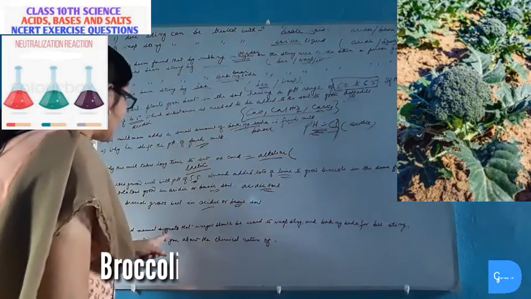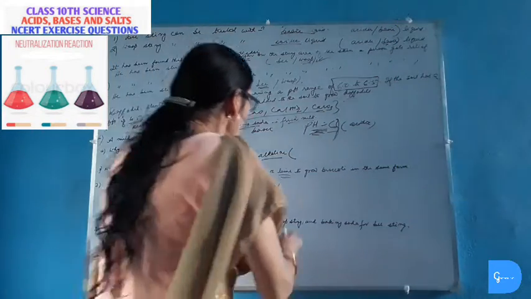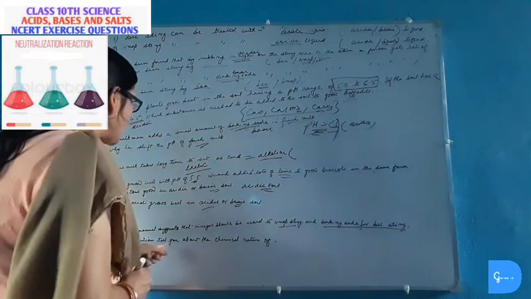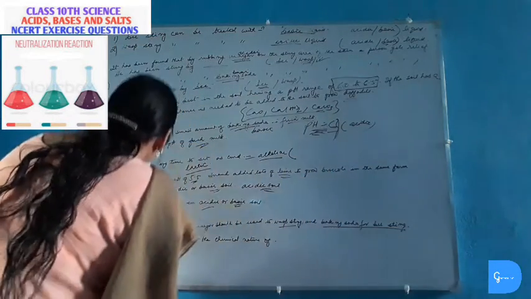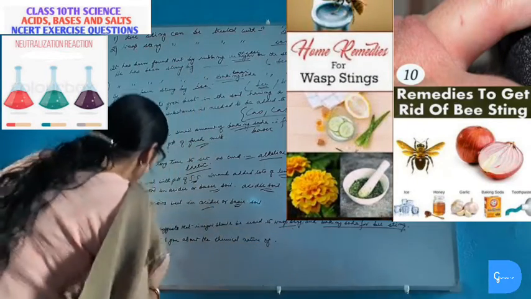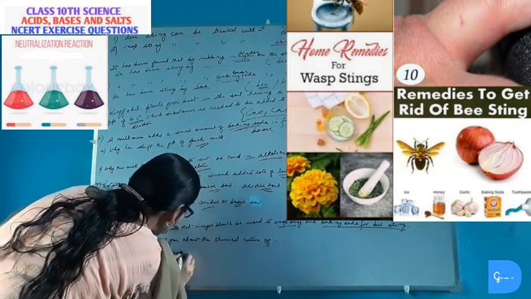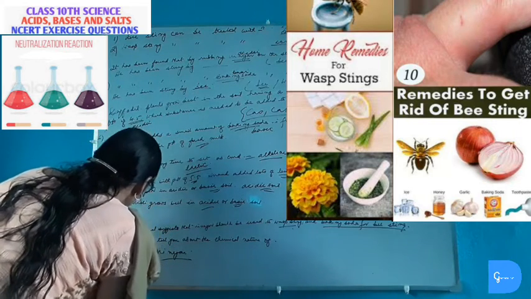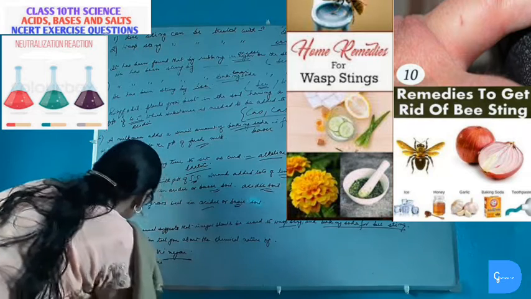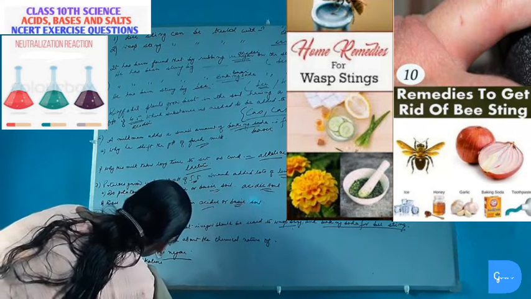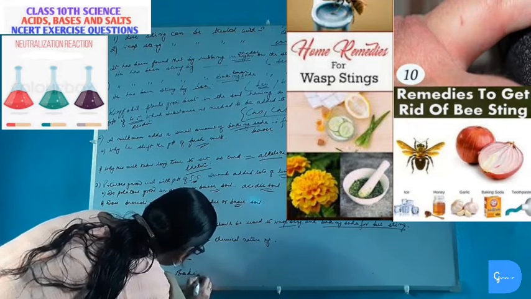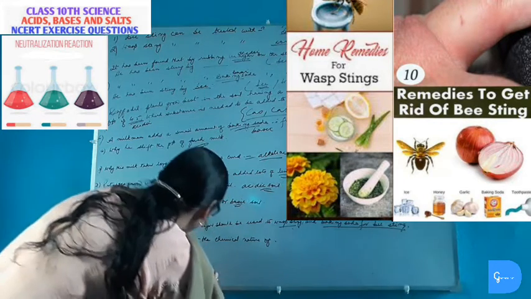A manual suggests that vinegar should be used to wash a wasp sting and baking soda for a bee sting. What information tells you about the chemical nature of a wasp sting and a bee sting? We treat a wasp sting with vinegar. Vinegar is acetic acid, so the chemical nature of a wasp sting is alkaline. And the chemical nature of a bee sting is acidic, because we use baking soda for treating a bee sting.